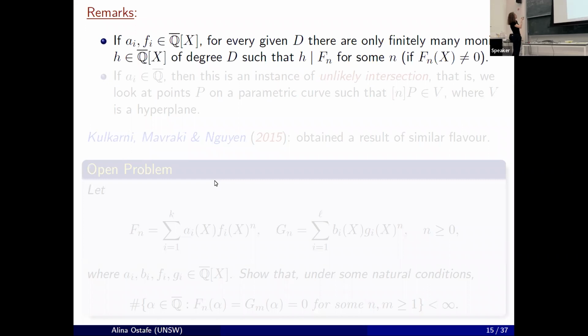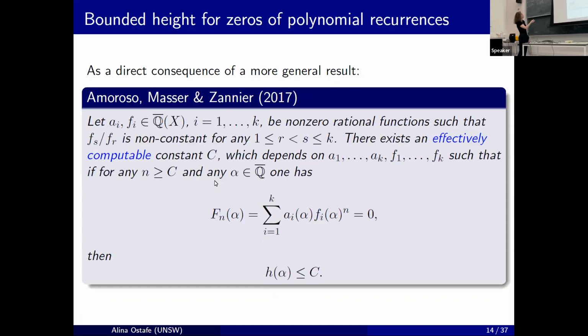So in other words, if A_i and F_i are polynomials, then this tells us that for every given D, there are only finitely many monic polynomials h of degree D such that h divides a polynomial F_n. Yes? Okay. You're not saying this holds for all alpha, it's saying for all alpha, if that holds, then the height is bounded. Yes.